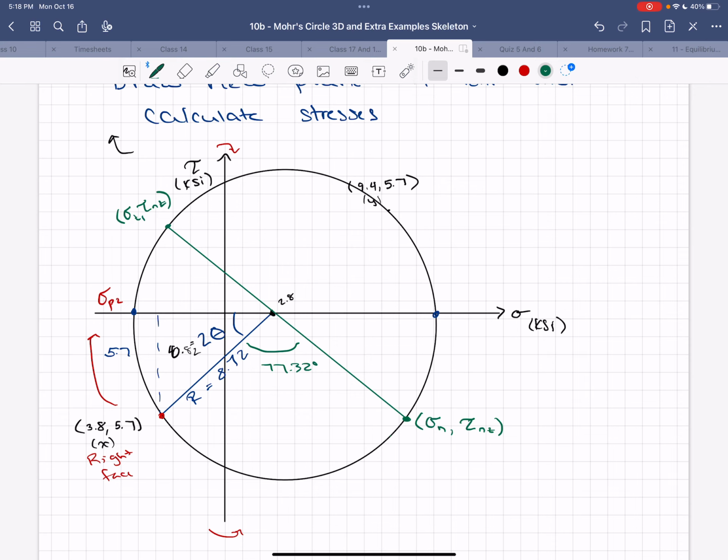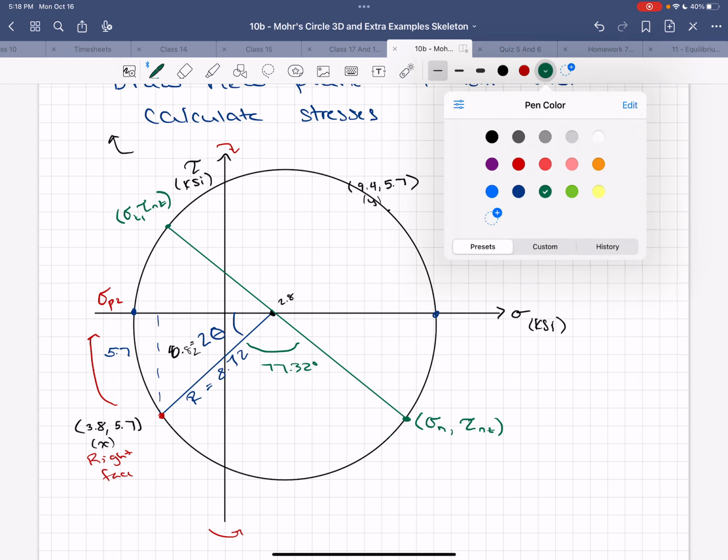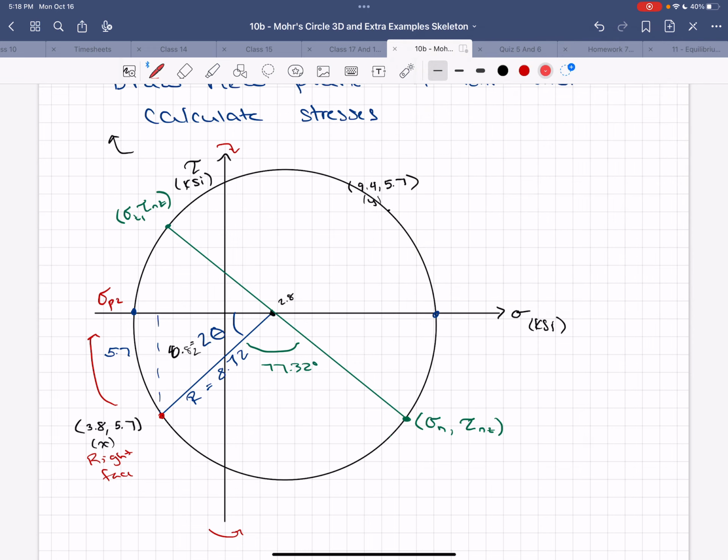So to do that, we can find out, not that color. What color should we use? We'll use pink. We can find out what this angle is. We're going to call this angle beta.